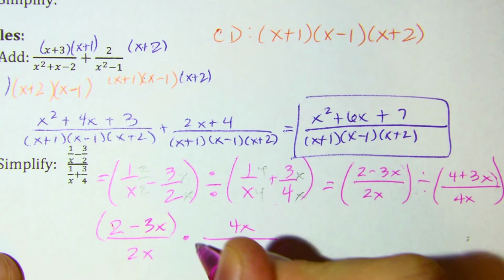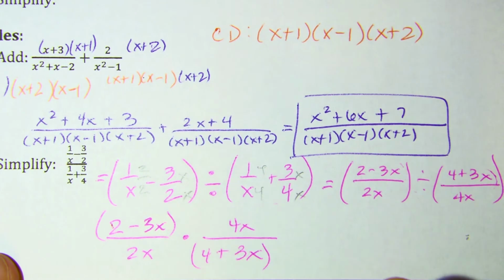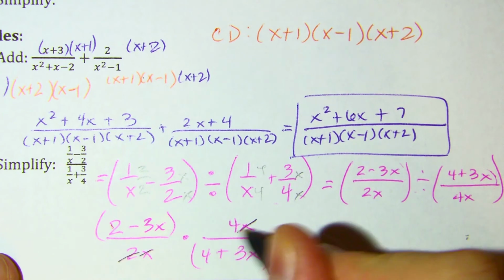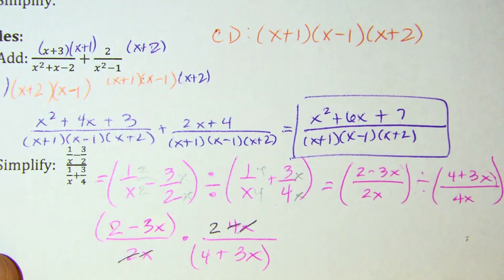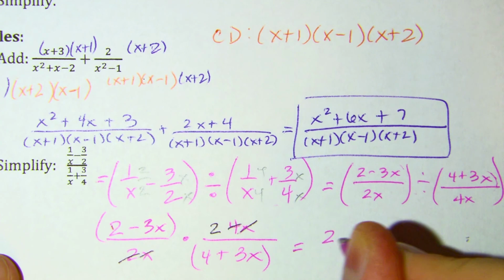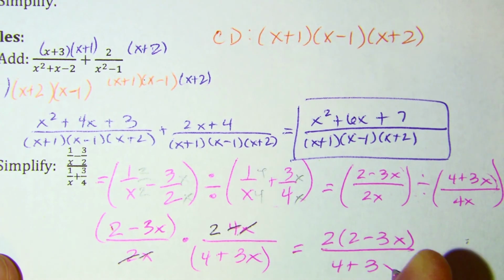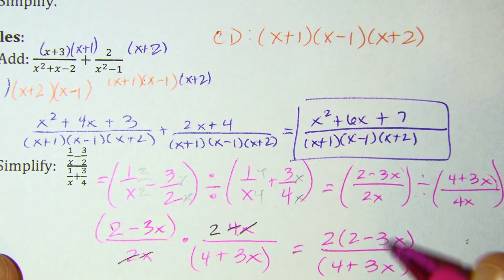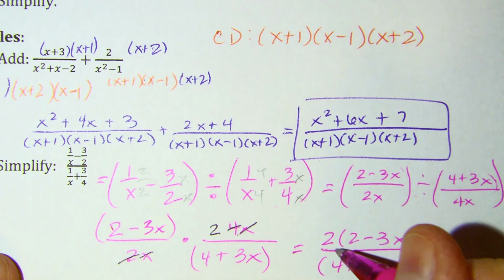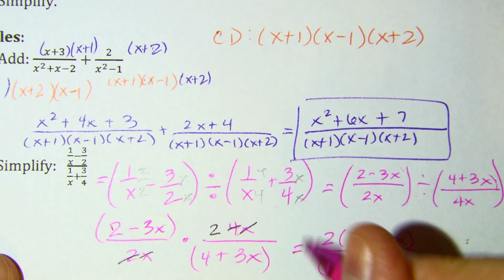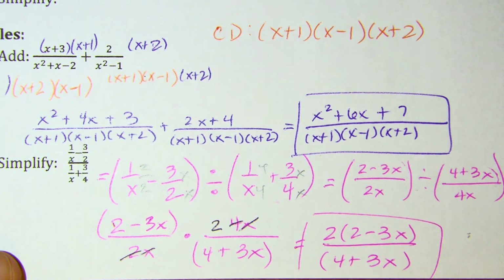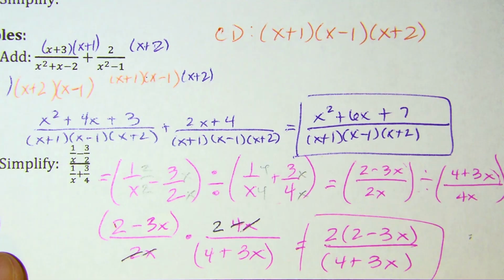And there's no factors here that can cancel out, but I can reduce this 4x and 2x. The x's can cancel and the 2 and 4 can reduce. So my final answer here will be 2 times 2 minus 3x over 4 plus 3x. And there's no identical factors for me to cancel. I can distribute that 2 if I want, or you can just leave it like that. And that brings us to the end of Chapter R.